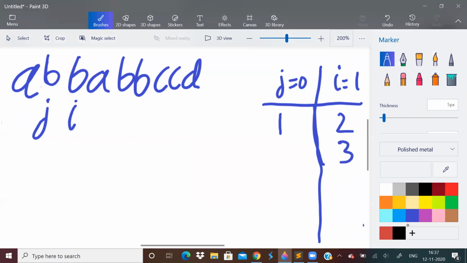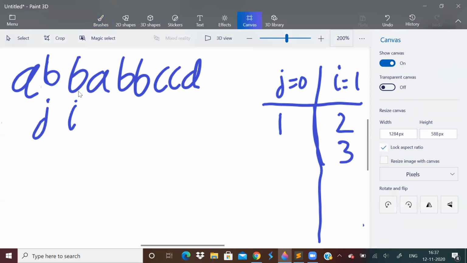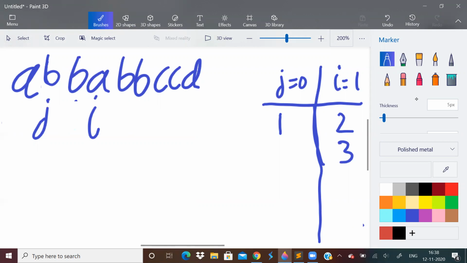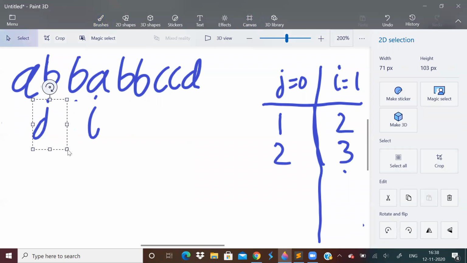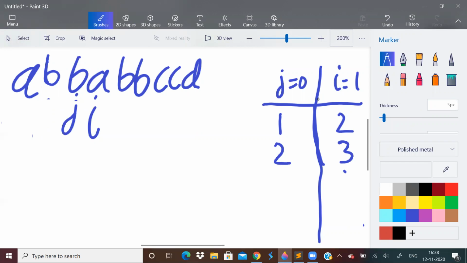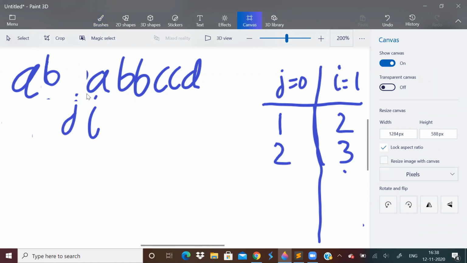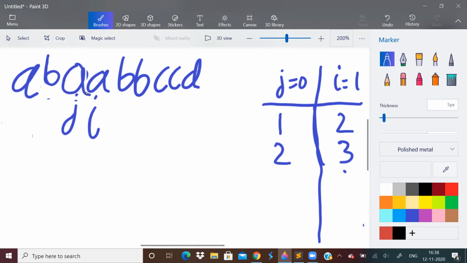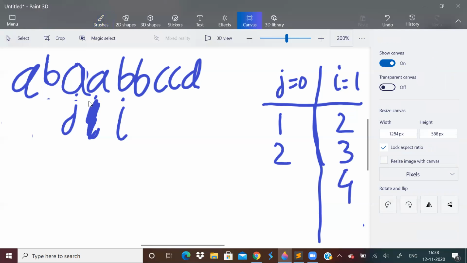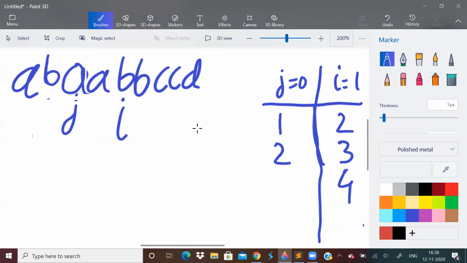And now I is also incremented. I goes to the next place. Is s of j equal to s of I? No. So j will become 2. And what we have to do, most importantly, after doing j plus plus, s of j is becoming s of I. This became A. Now I becomes 4. So I will go here.